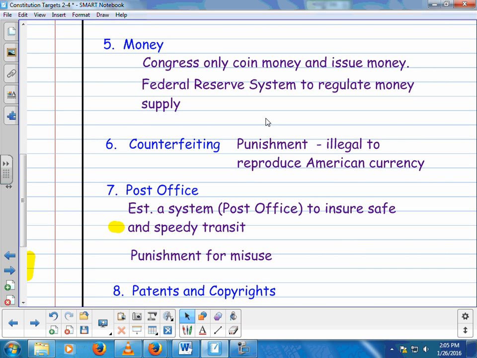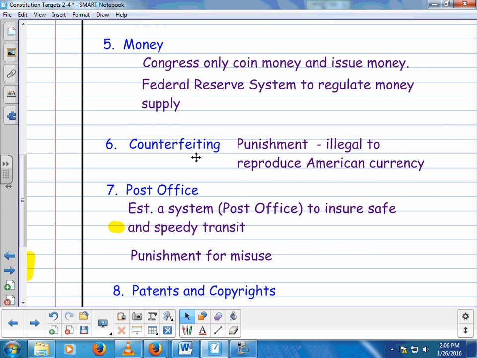Coin money means make money. And there are mints throughout the United States which are there in order to make money and then issue money. This Federal Reserve System is an agency that helps regulate our money supply. These are the guys who establish the interest rates, and then the banks all around the country will look to them for how they should be handling money. So this is a pretty powerful agency, the Federal Reserve System.